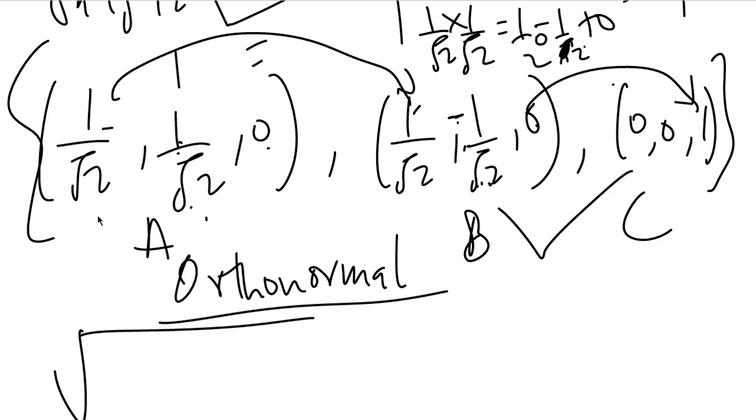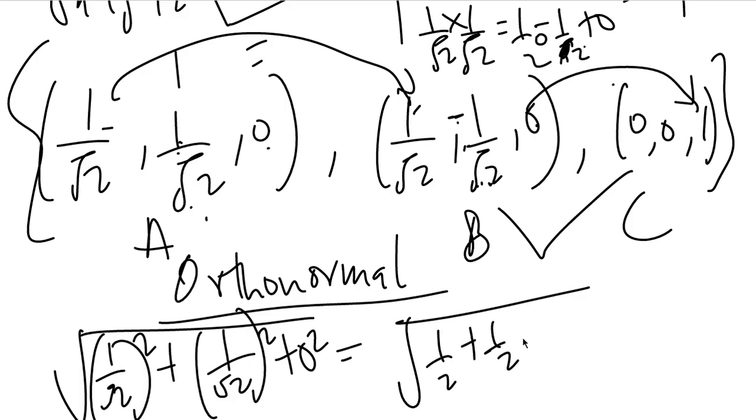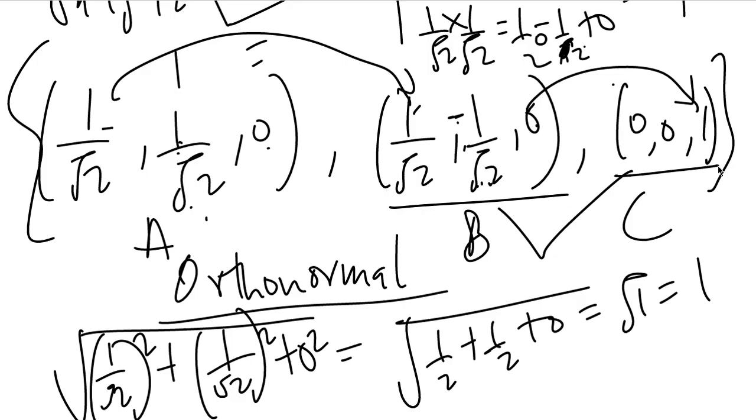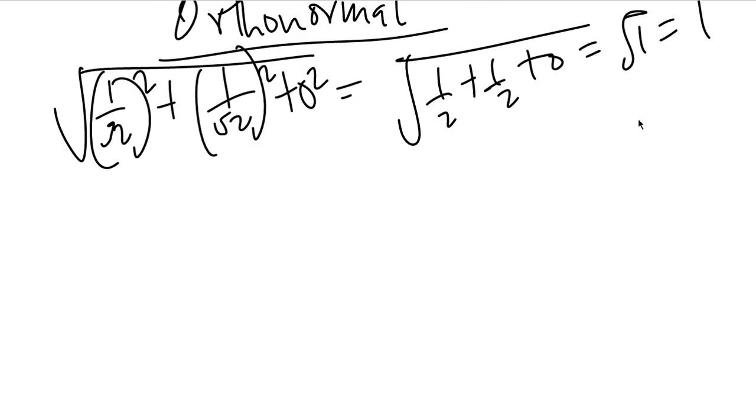If we get the magnitude of A, it's going to be (1 over root 2) all squared, plus (1 over root 2) all squared, plus 0 squared. And that's going to be 1 over 2 plus 1 over 2 plus 0, which is the square root of 1, and that's 1, right? The same applies to this one and this one. The magnitude of (0, 0, 1) is still 1. So that's an orthonormal set. With all I've explained, I hope you should be able to identify an orthonormal set.